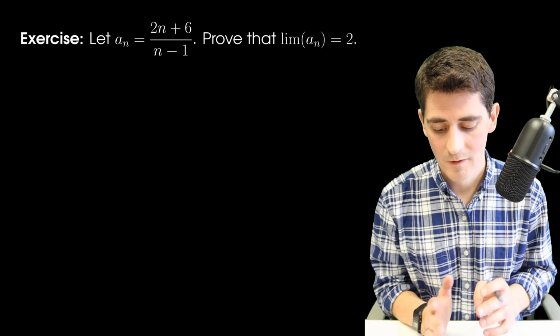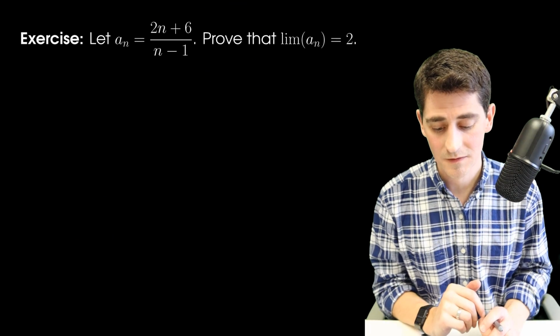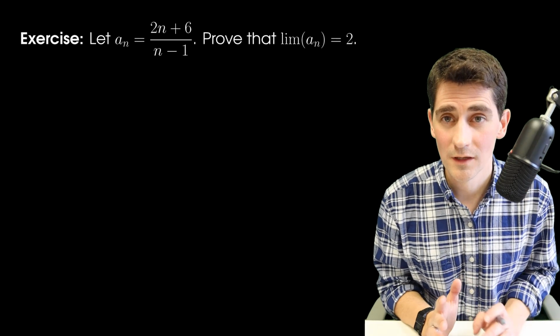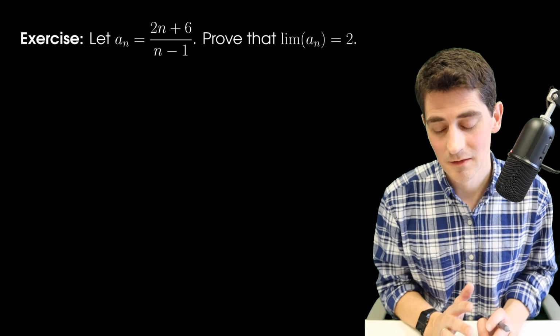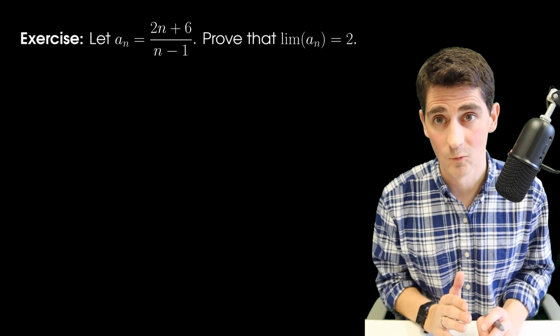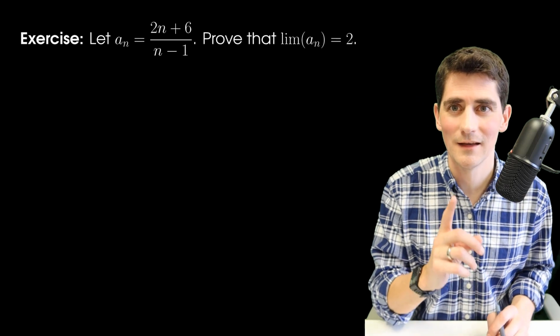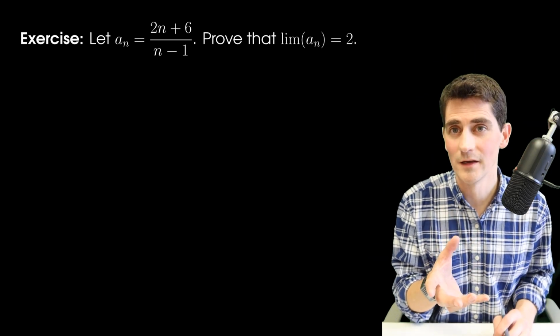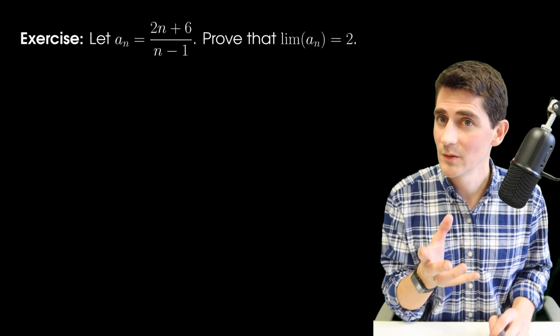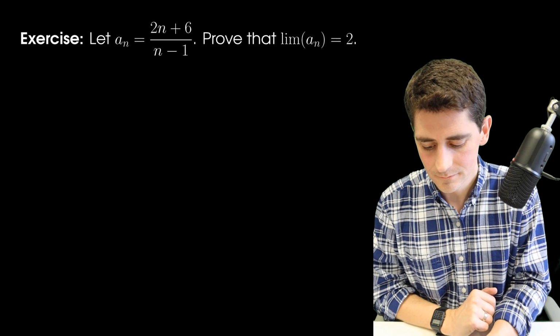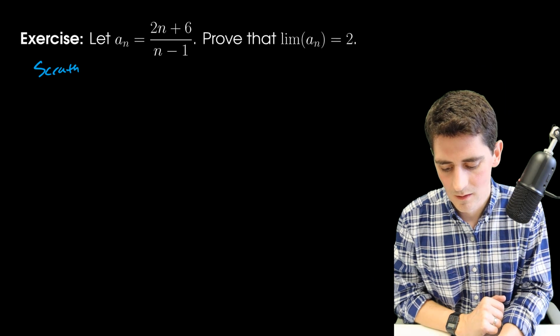Now this time we have a new sequence, 2n plus 6 over n minus 1. And I'm thinking back to Calc 1. I know that as n goes to infinity, this thing would go to 2 over 1, which is just 2. So I think I have a pretty good idea of my limit point. But notice that is an intuitive way to do this, and we're trying to be more analytical. So let's get into our scratch work again and see if we can figure this out.